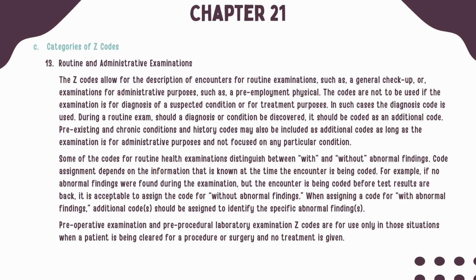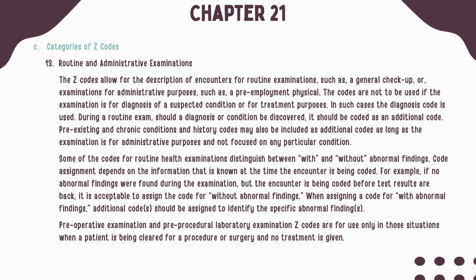Some of the codes will have a distinction between with or without abnormal findings. The code assignment will depend on the information that is known at the time of the encounter. For example, if no abnormal findings were discovered during the exam, but the encounter is coded before the test results are back, it is acceptable to assign the code for without abnormal findings.